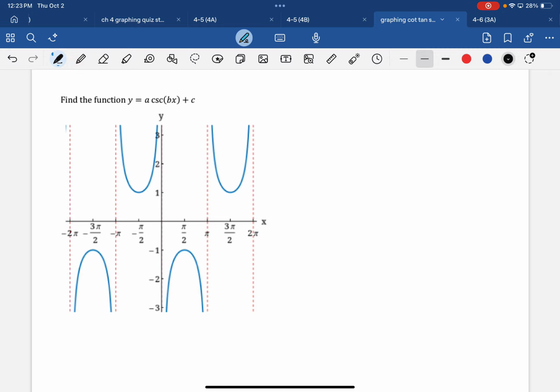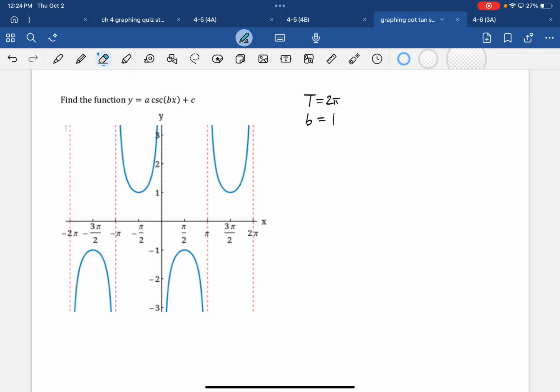So the first step is to find the period and then find b, which you all learned already. Here, what is the period? 2 pi. 2 pi because that's the distance over which it begins to repeat itself, and it's also the distance between every other vertical asymptote. So the period is 2 pi, which means b equals 1, because b is 2 pi over T. So b equals 1, no problems there.